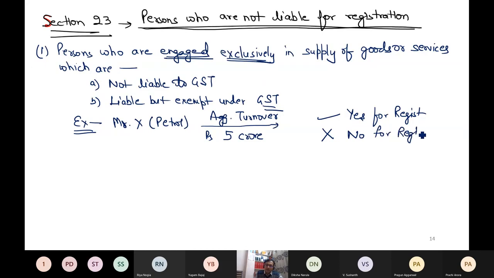Can anyone unmute and tell me whether this supplier of petrol, aggregate turnover 5 crore, in Delhi or in Kerala, for example, is this person liable for GST registration or not? This is what my point is. Can anyone tell me yes or no? Please think and reply. I will correct you if you make any mistake.